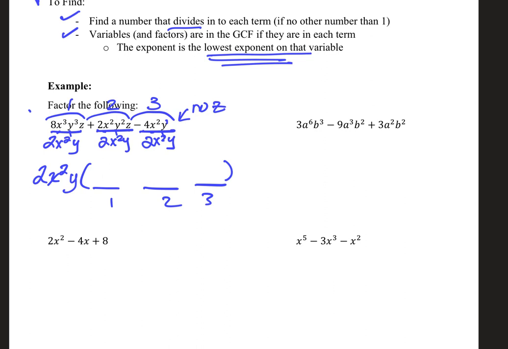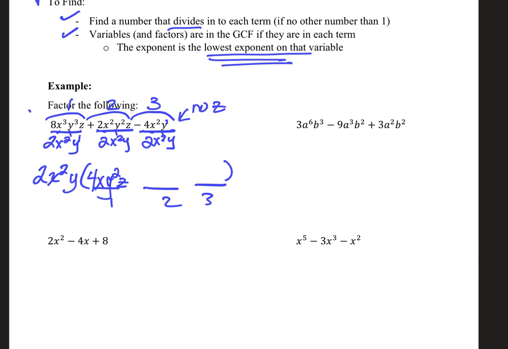So 8 divided by 2 is 4. 3 minus 2 is 1. And 3 minus 1 is 2, so that's y squared. And z, there's nothing to change z, so it just stays z. And that's all we do. So that dividing that we did a couple weeks ago, it's the same.